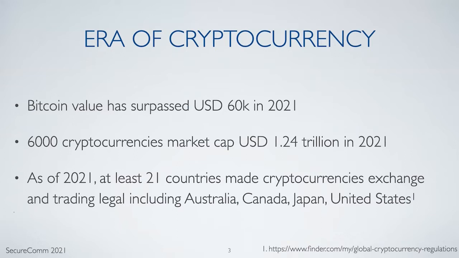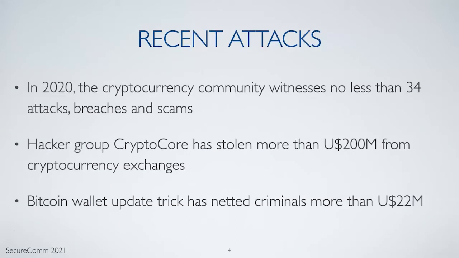As of 2021, at least 21 countries made cryptocurrency exchange and trading illegal, including Australia, Canada, Japan, and United States. Massive growth of cryptocurrencies comes with an increasing number of threat vectors.